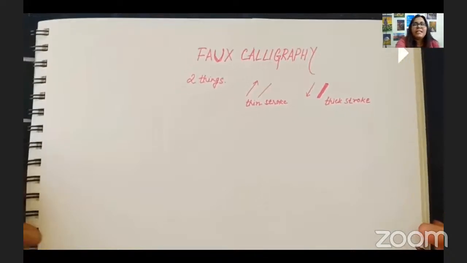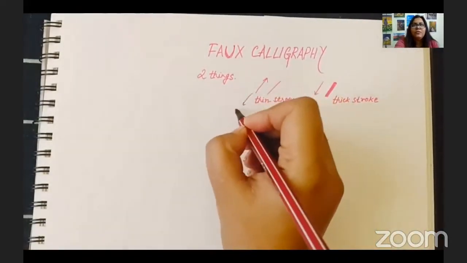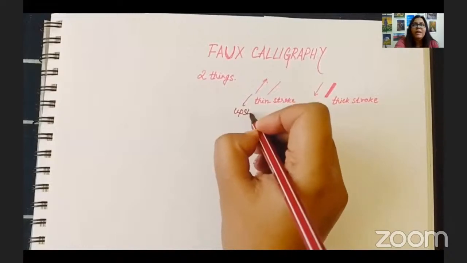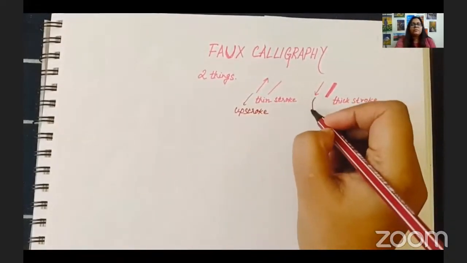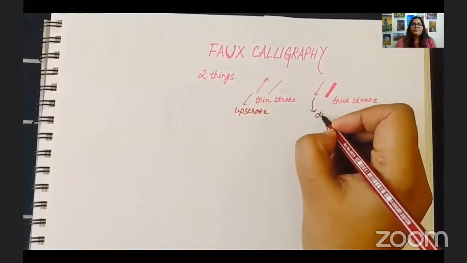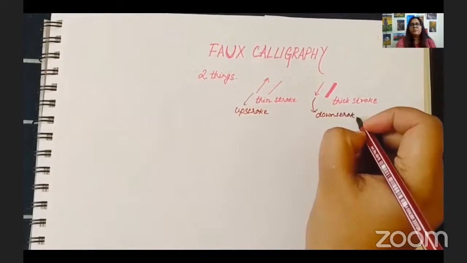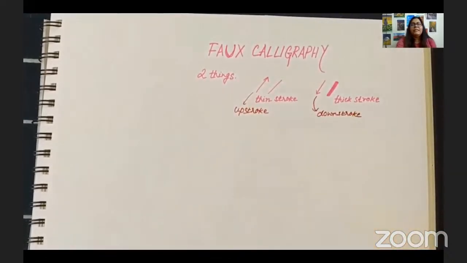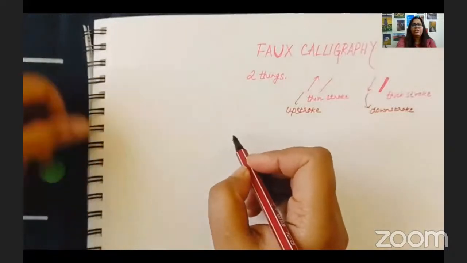Okay. So what are these strokes known as? They are known as upstroke. This first one is called upstroke and the next one is called a downstroke. Very simple. Thin line for upstroke, thick line for downstroke. That's all.